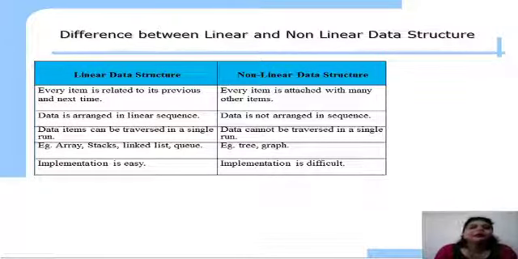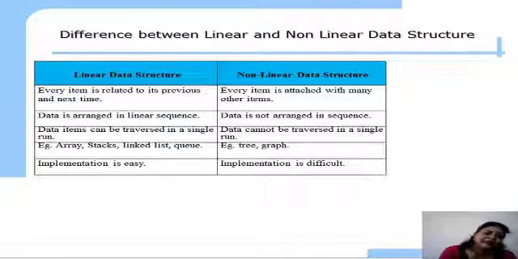So what is the difference between linear and non-linear? The first point is that every item in a linear data structure is related to its previous and next item, and in a non-linear data structure, every item is attached to many other items. Next, data is arranged in a line in linear, whereas in non-linear it is not in a sequence. Examples are array, stack, linked list and queue, and non-linear are tree and graph. Implementation of a linear data structure is very easy as compared to a non-linear data structure.